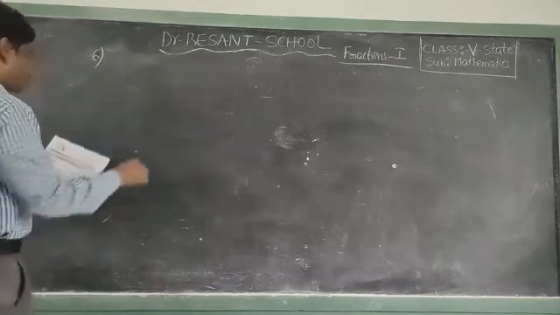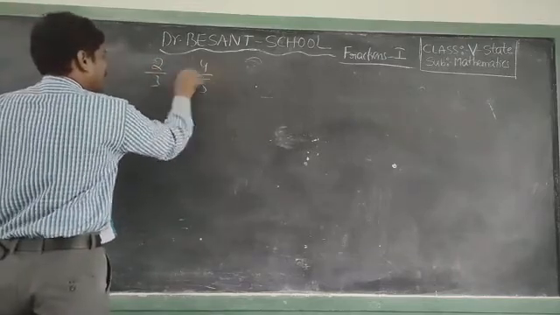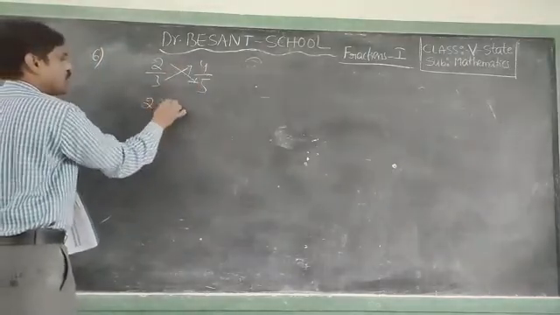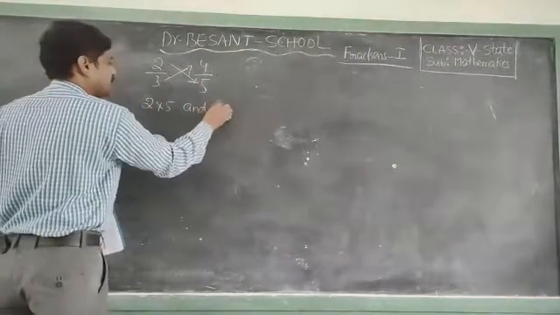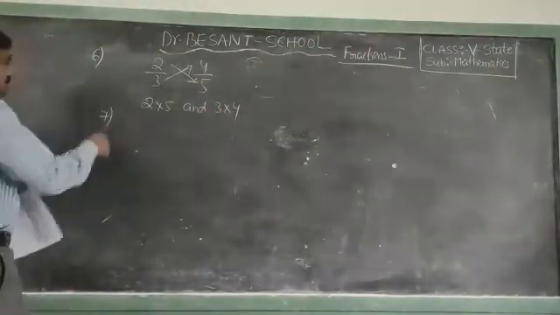The cross product of 2 by 3 and 4 by 5. 2 by 3 and 4 by 5. Cross product is 2 into 5 and 3 into 4. So this is the cross product.